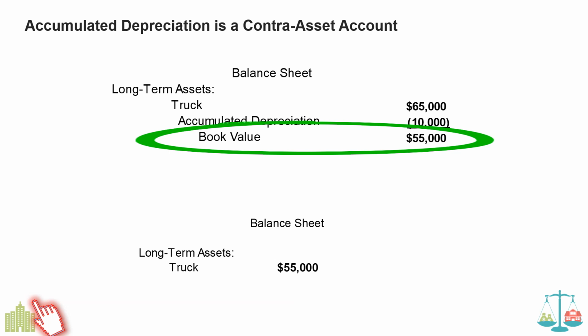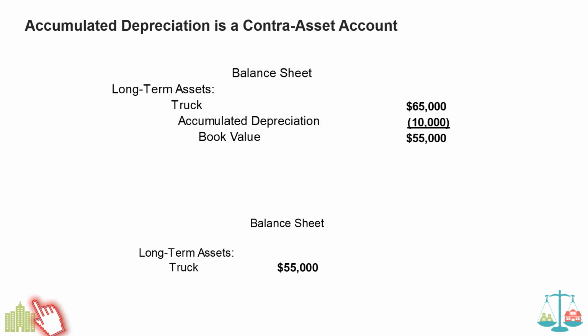The book value of any asset is the original capitalized cost, purchase price plus any other cost capitalized, less any accumulated depreciation, which is a reduction of that asset. That is the book value, and it's the amount that ultimately appears on our balance sheet on a net basis.